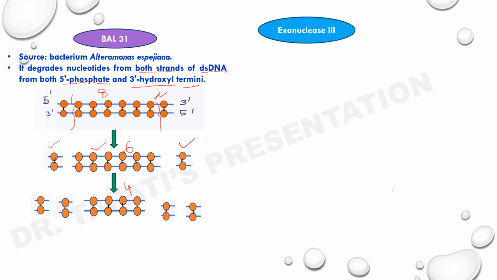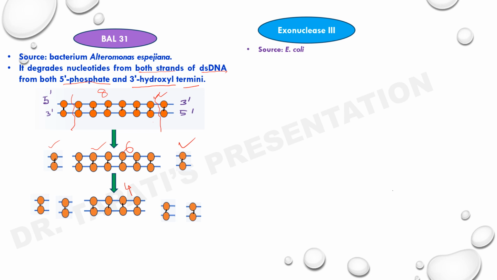This enzyme also possesses single-stranded DNA and RNA endonuclease activity and is capable of cleaving at DNA or RNA nicks and gaps. Overall, if you consider BAL31, you can say that it has both exonuclease and endonuclease activity, and it is acting on double-stranded DNA as well as single-stranded DNA or RNA.